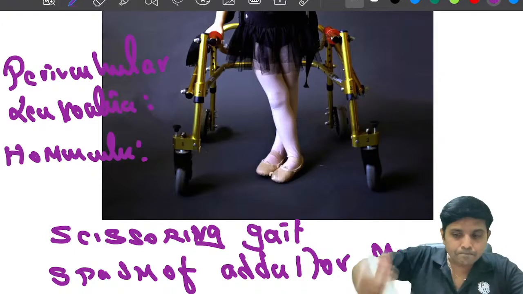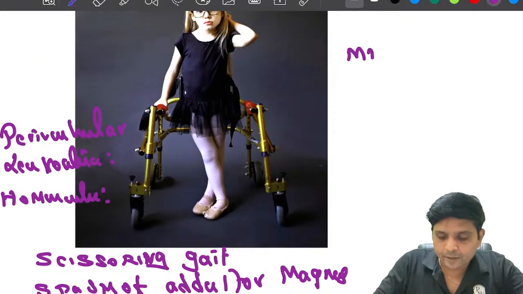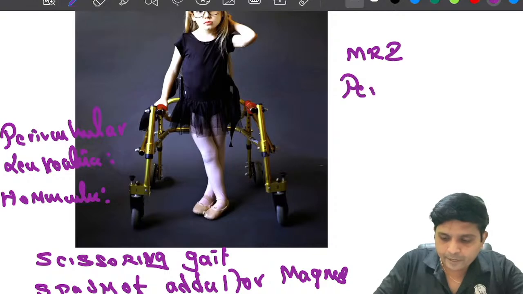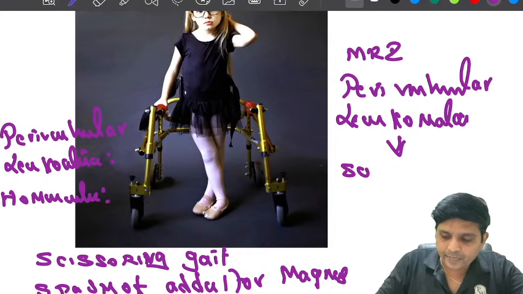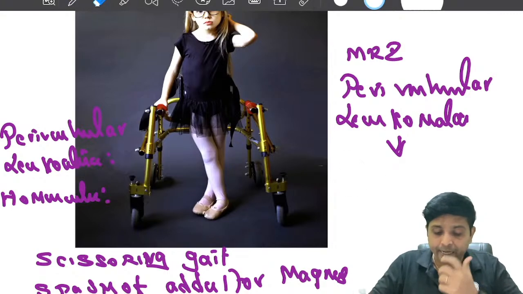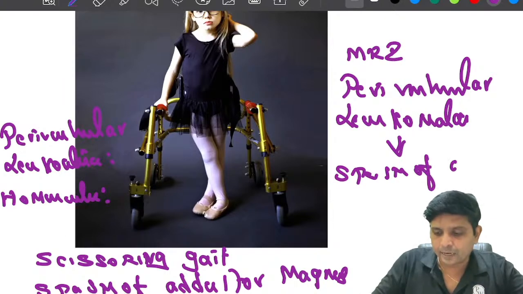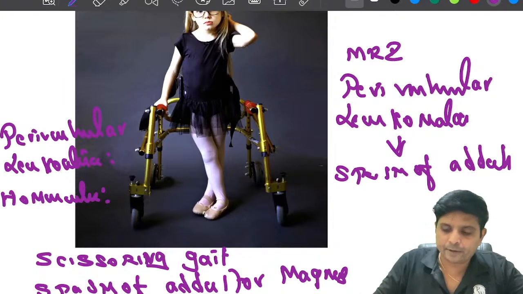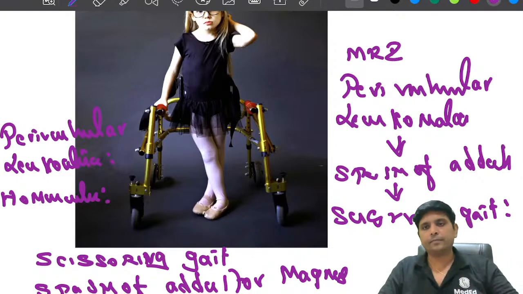In preterm, what is the most common finding in MRI brain? The most common finding is periventricular leukomalacia. Leukomalacia leads to spasm of adductor magnus, leading on to scissoring gait.